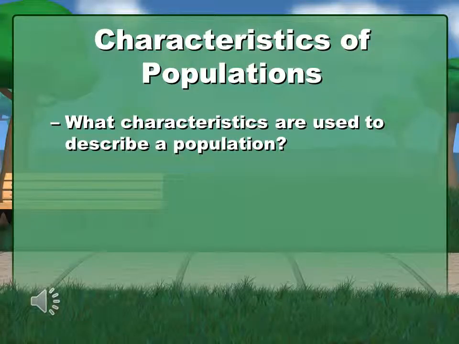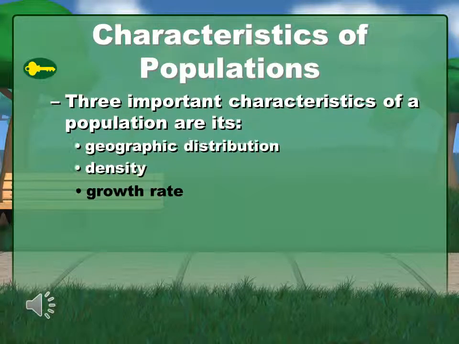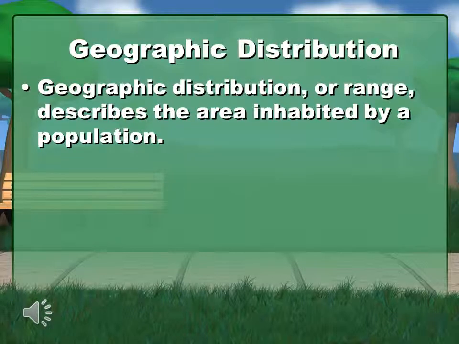Characteristics of populations. What characteristics are used to describe a population? There are three important characteristics of populations. 1. Geographic distribution. 2. Density. 3. Growth rate.